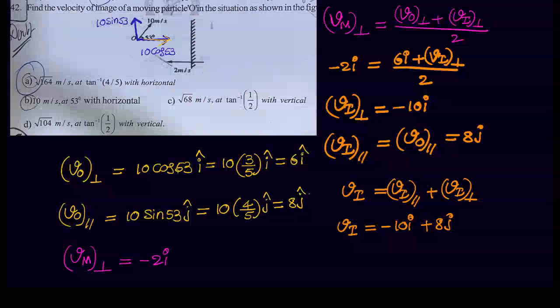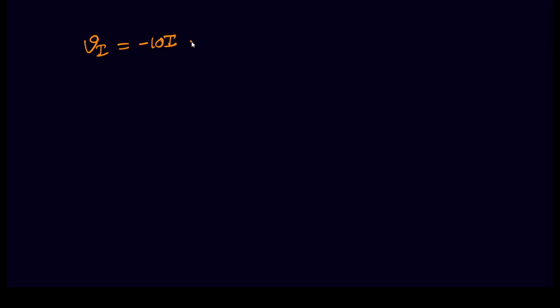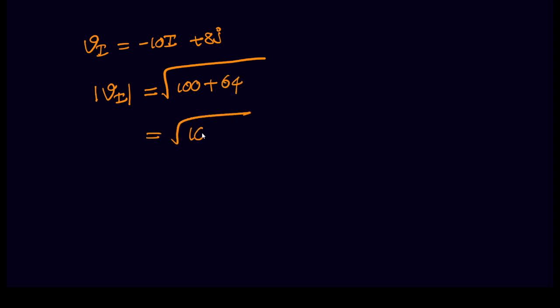Now finally we can see velocity of image is equal to minus 10i plus 8j. So the magnitude of velocity of image is equal to what, tell me now: 100 plus 8 squared, which means 64, which is equal to 164. Yes, sir, 164. They ask the direction also.